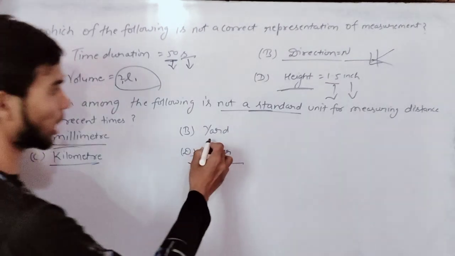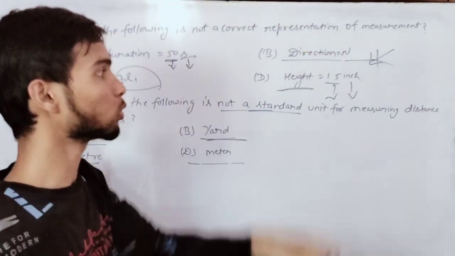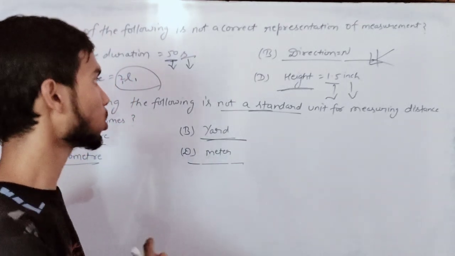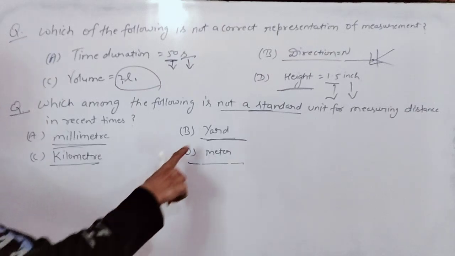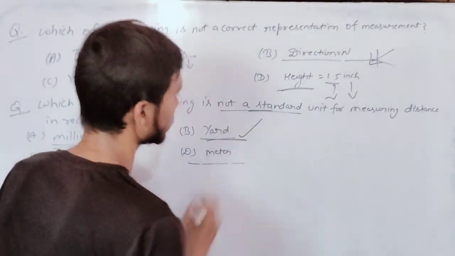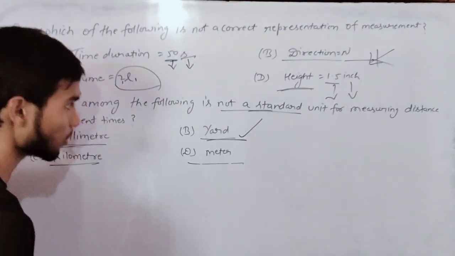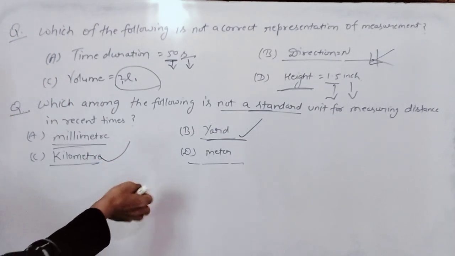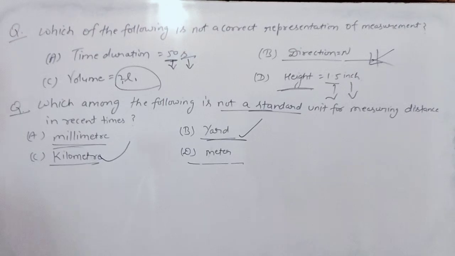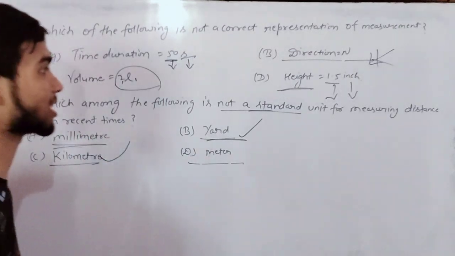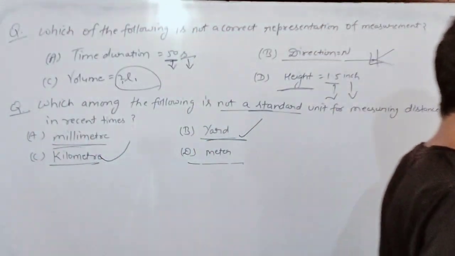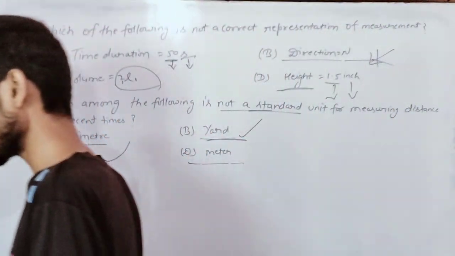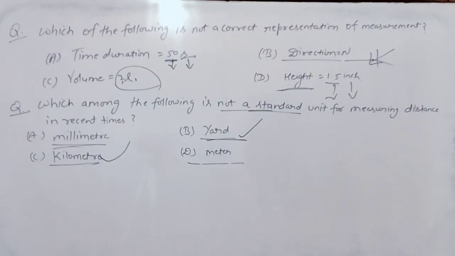Now, yard was used in recent time, but it was not a standard unit. So now it is not a standard unit. Meter was a standard unit. Kilometer is still a standard unit. Millimeter is a standard unit, but yard is not a standard unit. It is still not a standard unit.